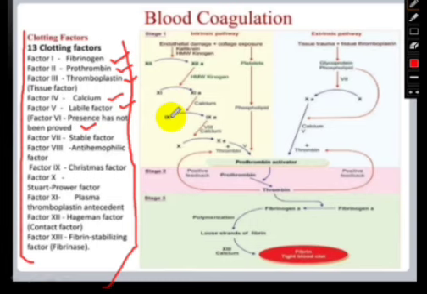That factor may not have been confirmed, but it has a name. Alright? So factor 6 is known as hypothetical factor. Alright? Factor 7 is known as what? Stable factor. Factor 8.